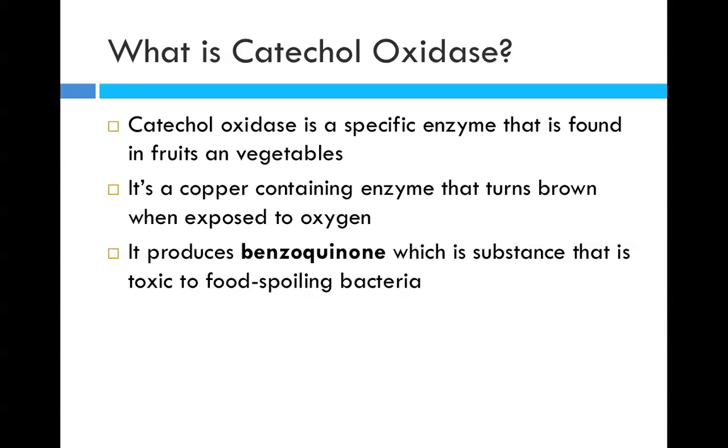What is catechol oxidase? If you couldn't tell by the name, catechol oxidase is an enzyme. It's found in fruits and vegetables. It contains copper, and when that's exposed to oxygen, it will create a brown color. This brown color is a product of benzoquinone, which is a substance that is toxic to food-spoiling bacteria, which means that when, let's say, you cut an apple, the exposed area will turn brown so that bacteria won't invade it and make it raw.